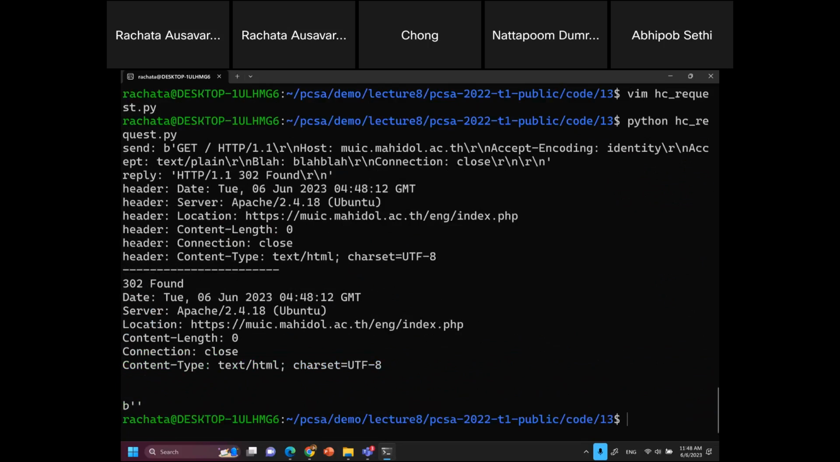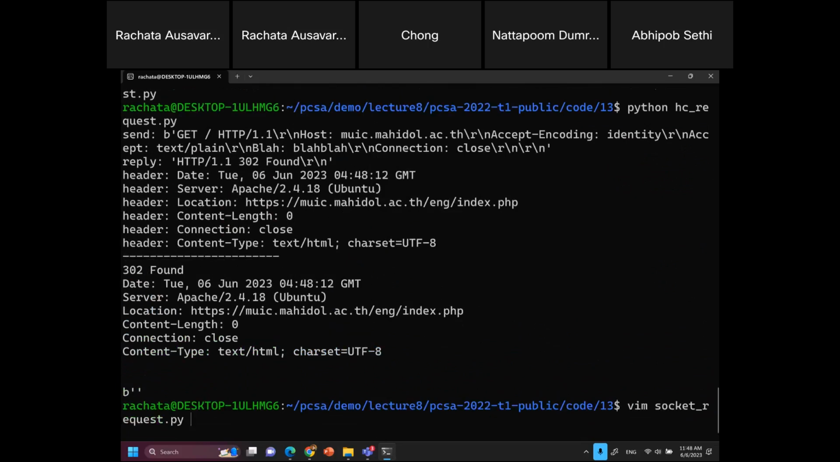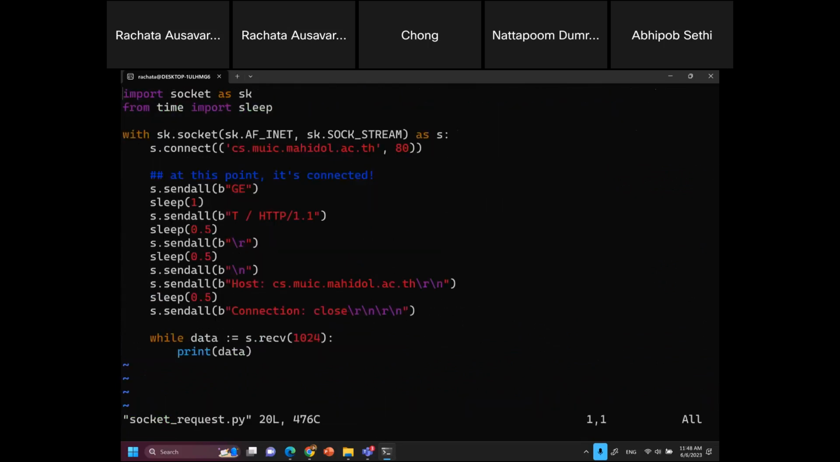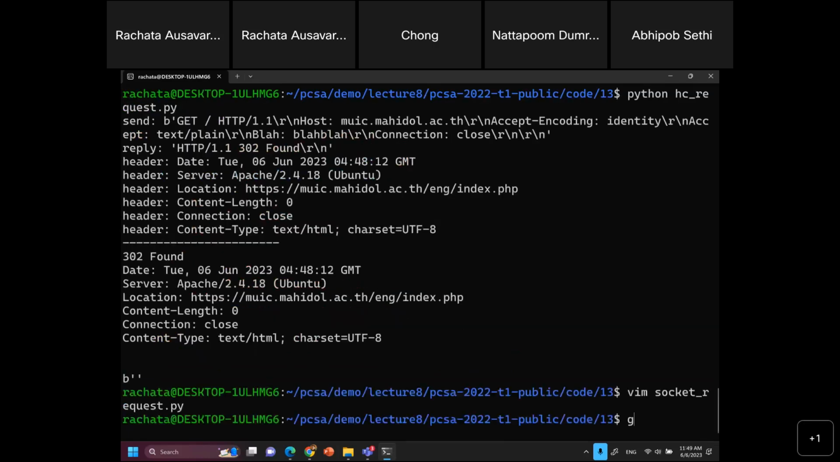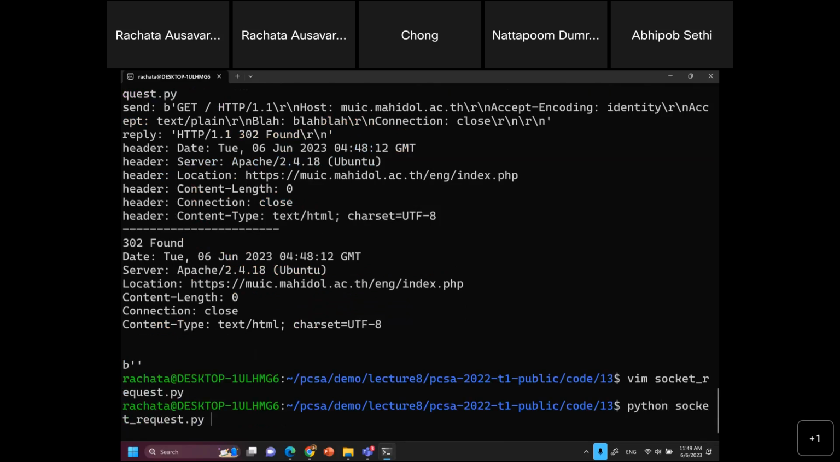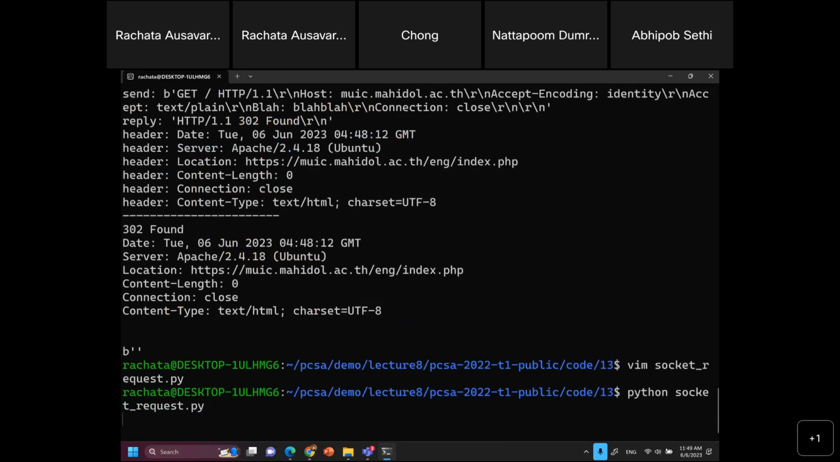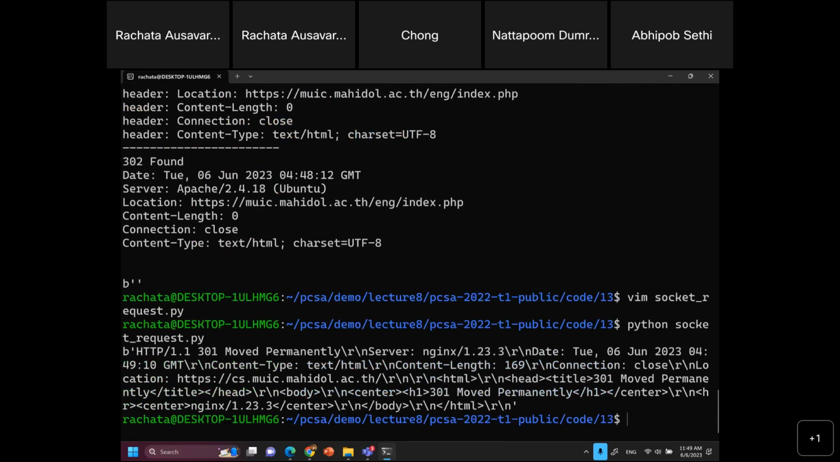Okay, that's for the HC, just the header. Now if you go to socketrequest.py, this basically establishes the socket, which allows you to send things to the socket. S is the object for your socket, and you can connect to it. In this case, you see it again, moved permanently as well. So let's try that. Socket here. Then wait some time. Now you got HTTP 1.1, the version, moved permanently again.